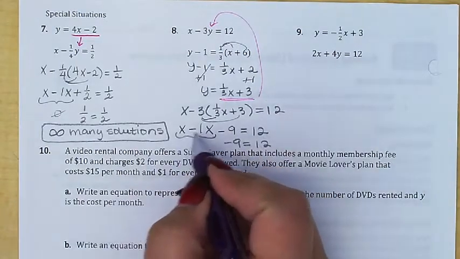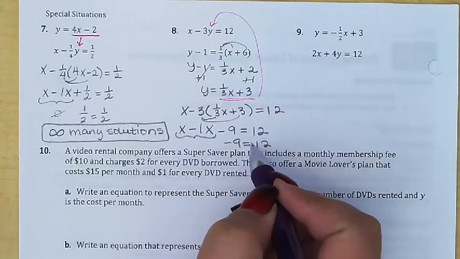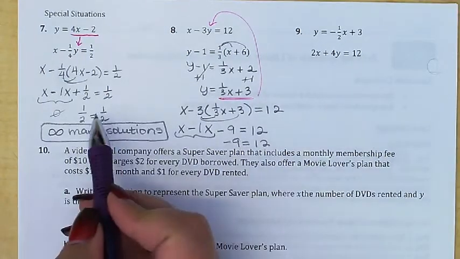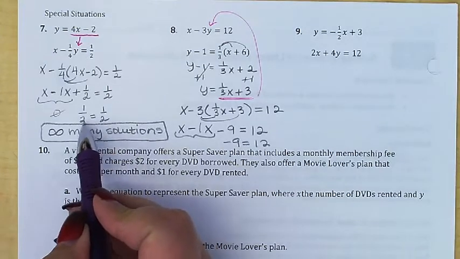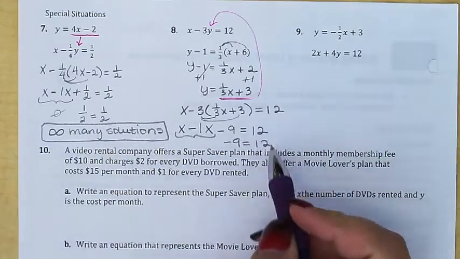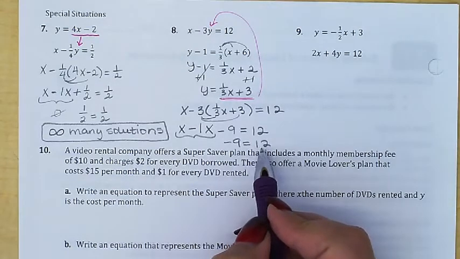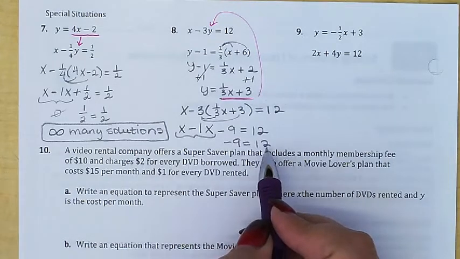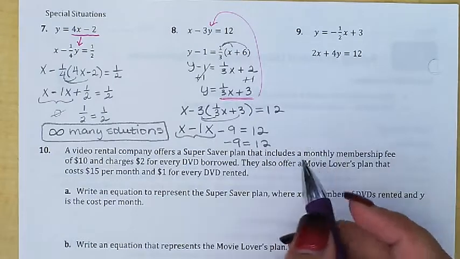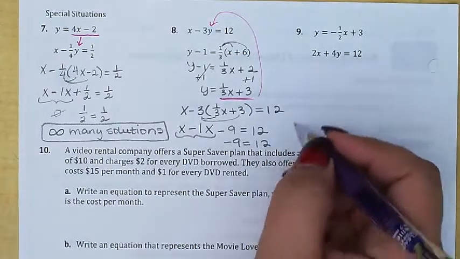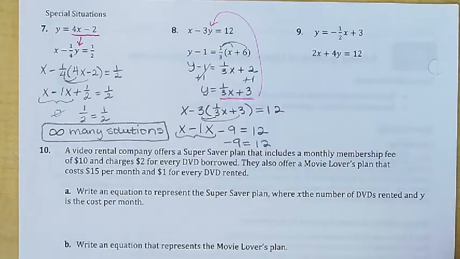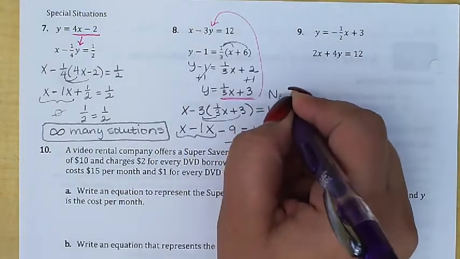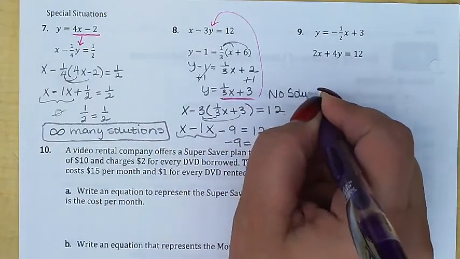And I know it's a special situation because my x has disappeared and I'm left with nothing but numbers. But again, what's important is to know how to read this so we can make a final decision on our solution, right? So over here we had something that was equal to itself and it was true, and that was infinitely many. Here I have something that says -9 is equal to 12. That makes no sense. That is not true. -9 is not equivalent to 12. These are two different numbers. So that's how we know this is going to be a no solution. If you get a statement that is false and it doesn't make mathematical sense, then you know it's a no solution. So number 8 is a no solution.